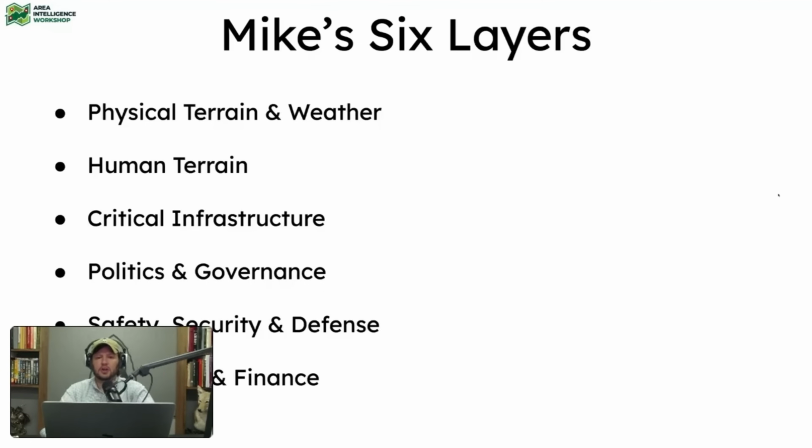Next is safety, security, and defense. So this includes law enforcement. This includes military. And this also includes private security. So if you've got rent-a-cops, or you've got some high-level executive protection agency in your area, safety, security, and defense, we've got to know about these people, because these are the people who enforce the laws made by the people who decide the laws. And then finally, we've got economics and finance.